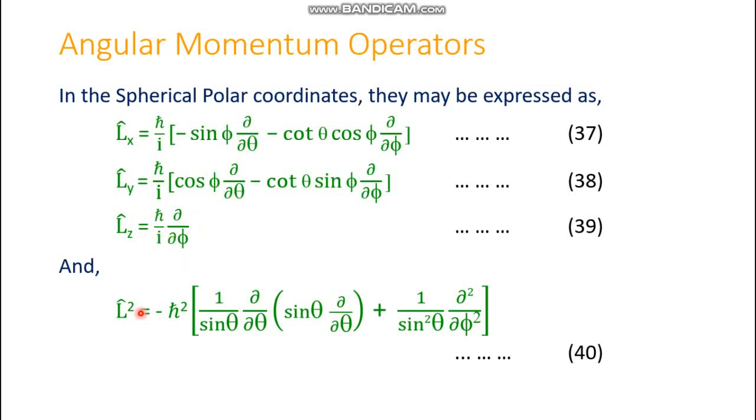And the scalar product L square cap equals minus h cross squared into within bracket 1 by sine theta del by del theta of sine theta del by del theta plus 1 by sine squared theta into del 2 by del phi squared. This is equation number 40. So that's all about the angular momentum operators.